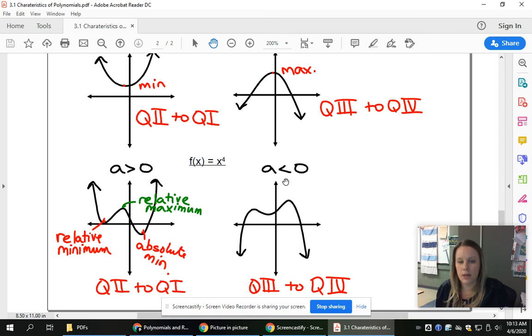Here's an example of a negative coefficient. Essentially, this graph here has been flipped vertically. Now it goes from quadrant 3 to quadrant 4, and instead of a quadratic having one vertex here, it has a couple different loop-de-loops in the middle.